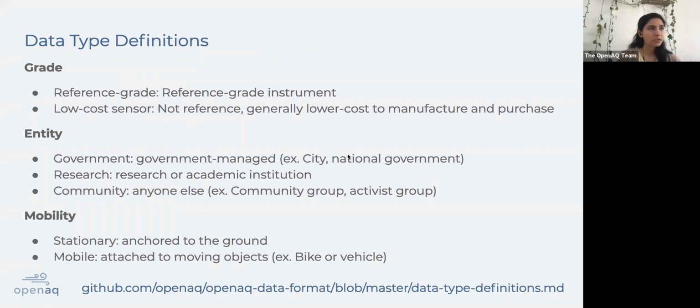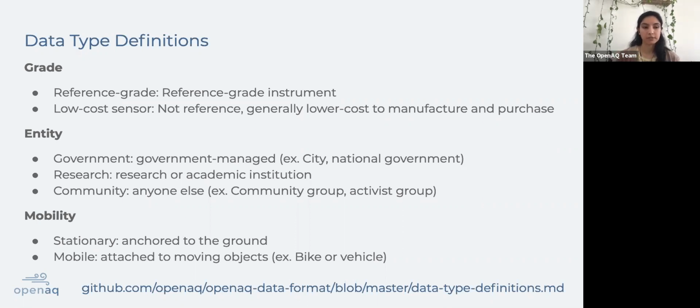Okay, so data type definition. Before, we just had one attribute that said what kind of data type it was. So it was either government, research, or other. But we recognize that there are a lot of different configurations for how these sensor networks are being set up.